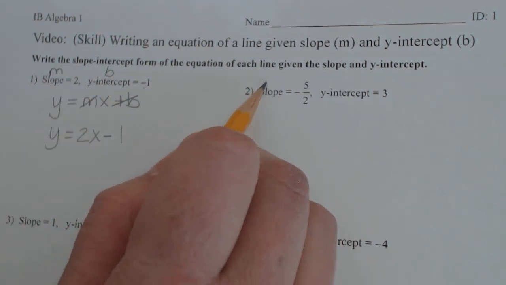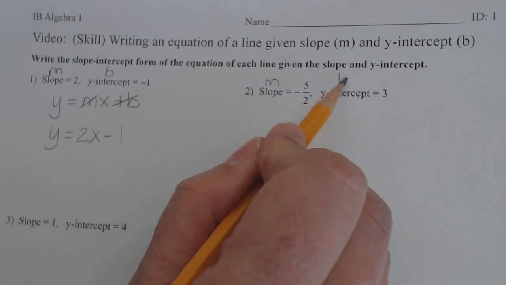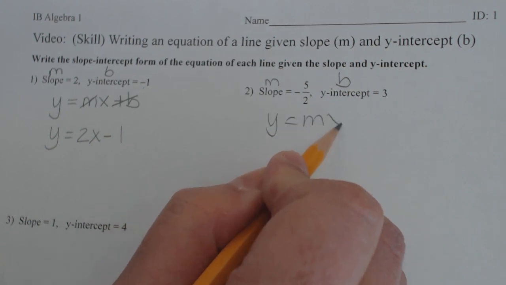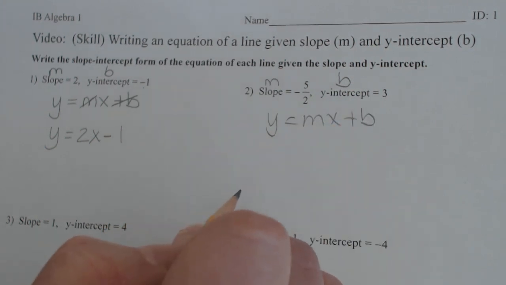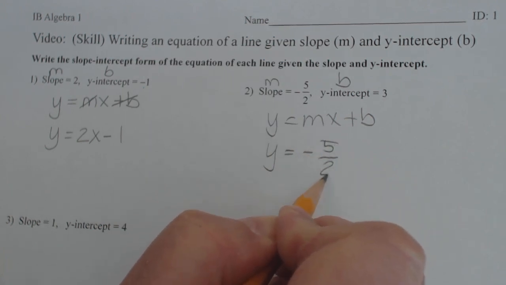Number 2, slope, so write m, please, is -5 over 2. Y-intercept is b, which is 3. Let's write our slope-intercept form, y equals mx plus b. In place of the m, we're going to put our -5/2.